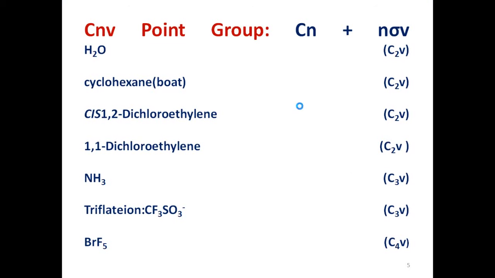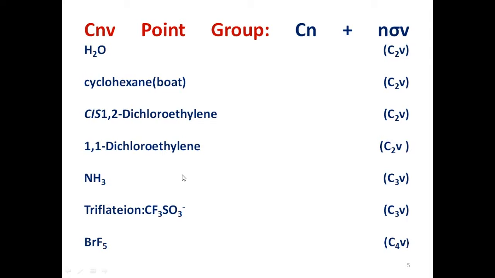So guys, in today's lecture, I am covering these CnV point groups, and whenever you have the CnV point group, then you will have one Cn axis plus n sigma v. That means if you have the C2 axis, then you will have two sigma vertical planes. If you have the C3 axis, then you will have three vertical sigma planes.